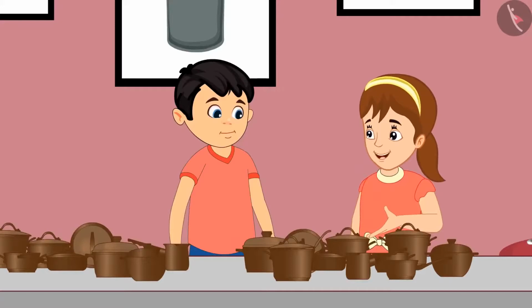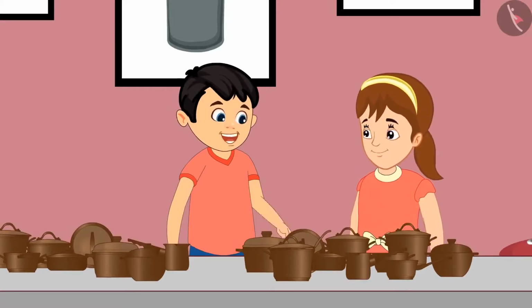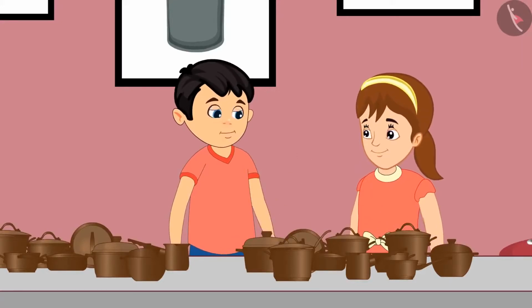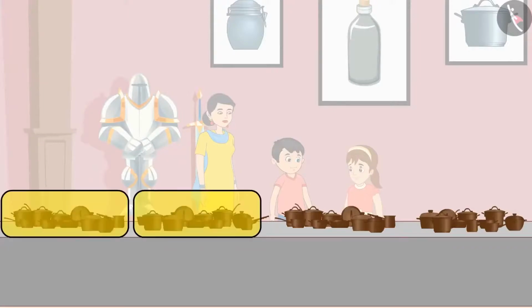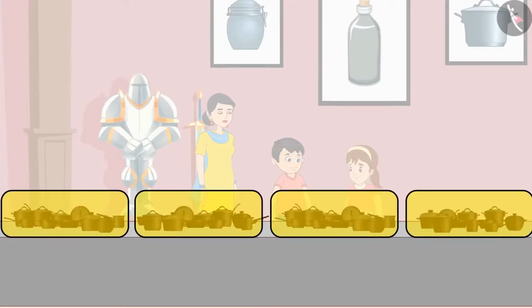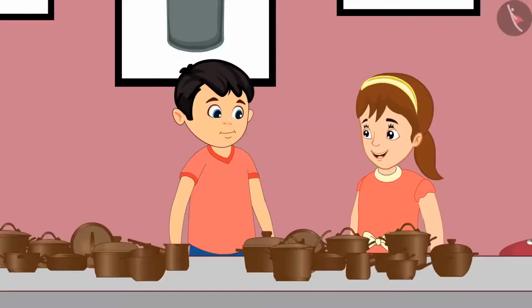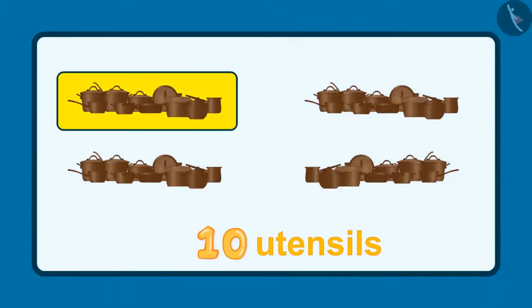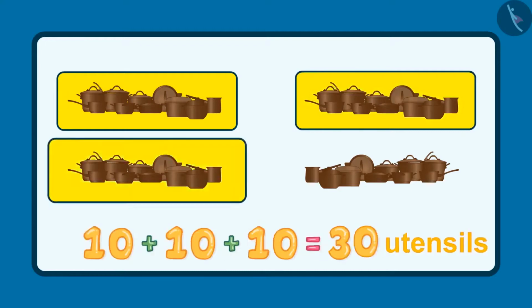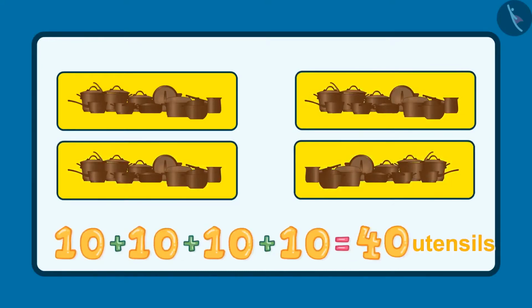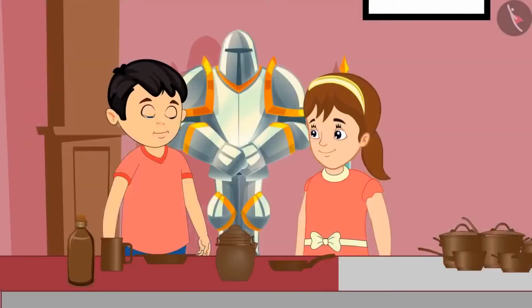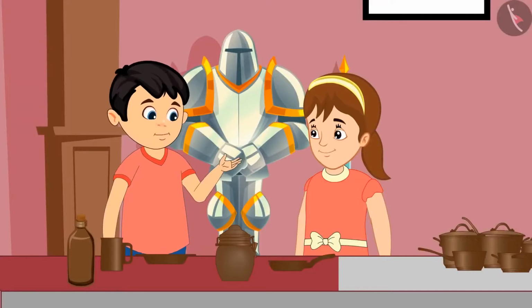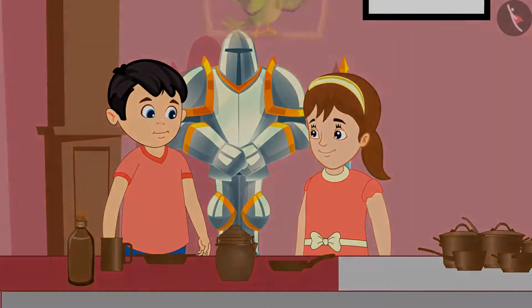Chotu, come, let's see how many utensils these are. Yes, Pinky, let us count these. Chotu, here 10 utensils are kept together, so it will be easy for us to count. Yes, you are right, Pinky. These are 10, 20, 30 and 40. These are 40 utensils. Pinky, see, 5 more utensils are kept here.